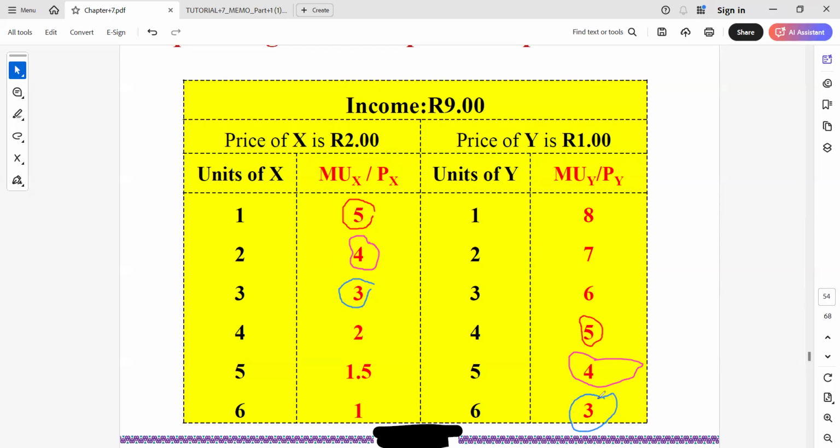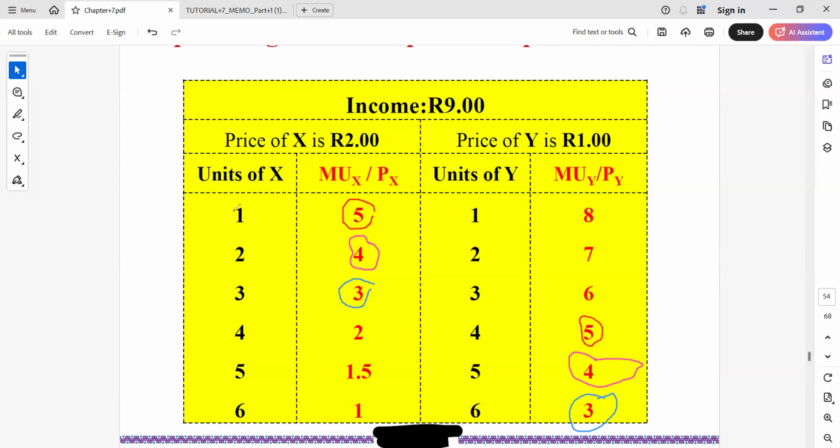Yeah, that's all. Okay, so now you have identified where your marginal utility per rand for good Y is equal to your marginal utility per rand for good X. Now what you have to find are the quantities, the combinations where if you purchase them, you're going to use all your income.